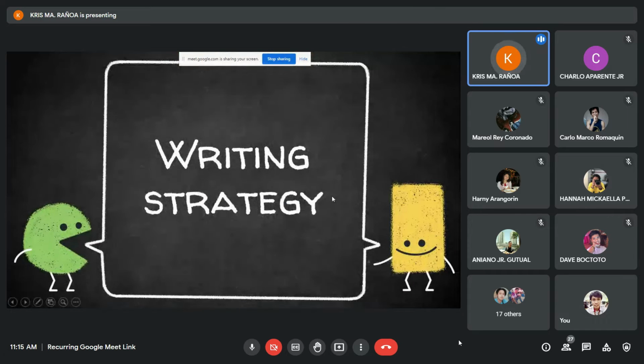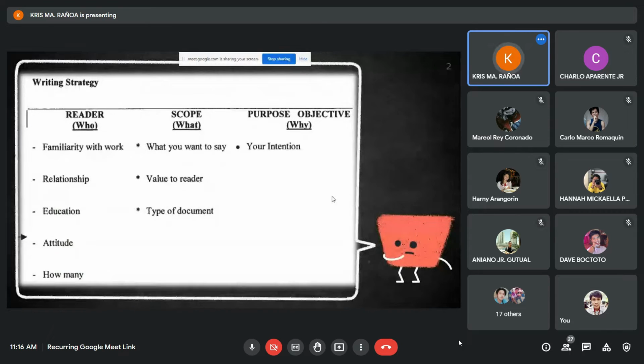So, good morning everyone. Magsugod na ko. So, writing strategy. What is writing strategy? It means a sequence of activity in which the writer engages in planning, composing, and revising their works. There are three important components to consider: the readership, the scope, the purpose, and objective.